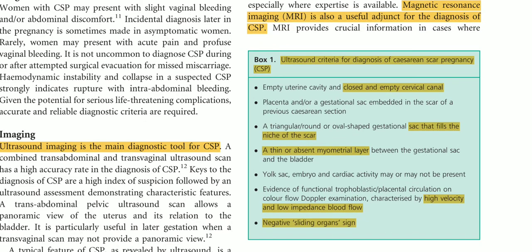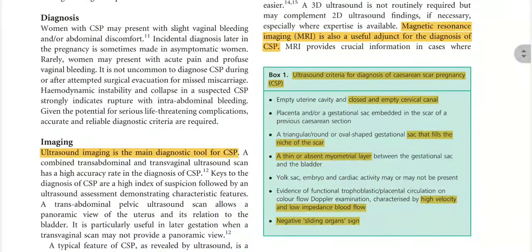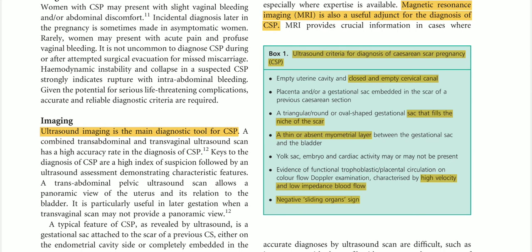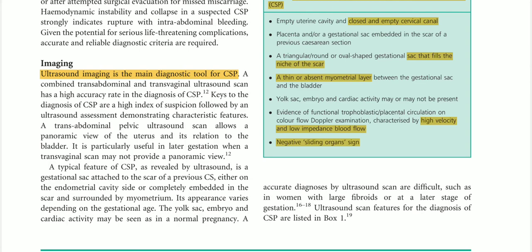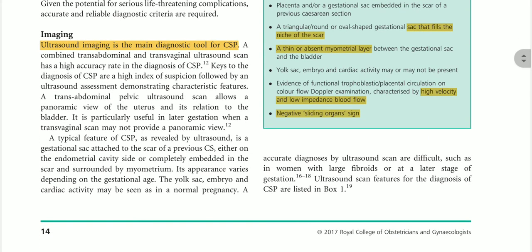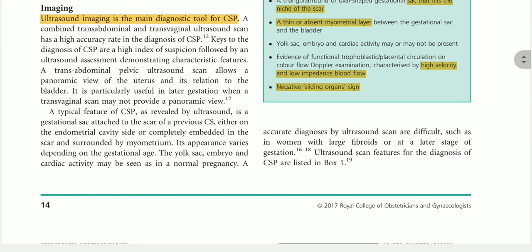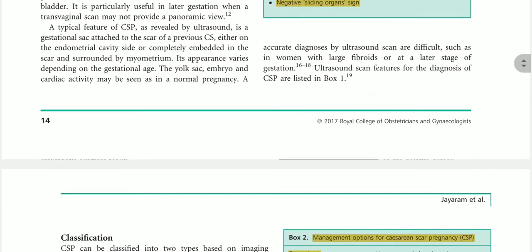Now, the ultrasound criteria: first of all, there is an empty uterine cavity and a closed and empty cervical canal, and the placenta or gestational sac is embedded in the scar of the previous cesarean section. A triangular, round or oval gestational sac fills the niche of this scar, and there is a thin or absent myometrial layer between the gestational sac and the bladder. Yolk sac, embryo, and cardiac activity may or may not be present. There is evidence of functional trophoblastic placental circulation on color flow Doppler examination, characterized by high velocity and low impedance blood flow, and a negative sliding organ sign. So these are the criteria.